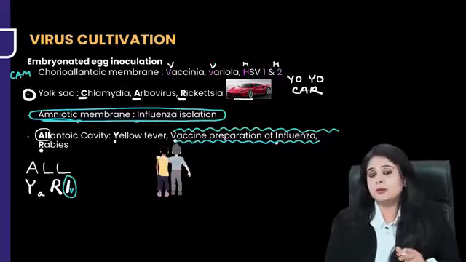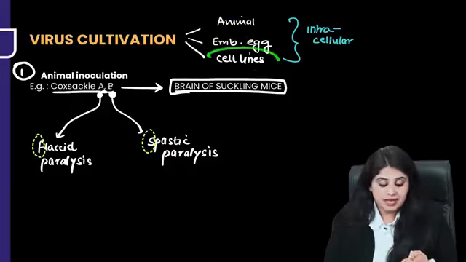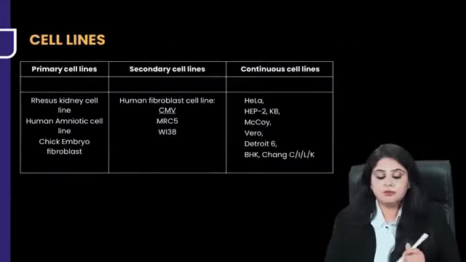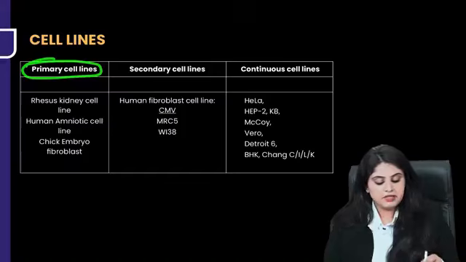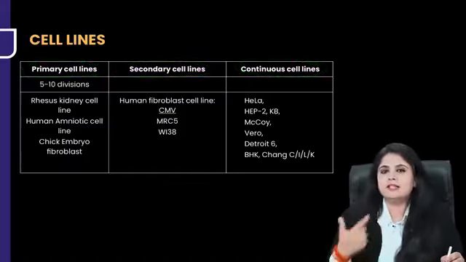One very difficult topic that you have. I hope we have sorted it. So animal growth done, embryonic or embryonated egg growth done. But actually what is practical is that in the lab we use cell lines. How many types of cell lines do we have? Primary, secondary and continuous.